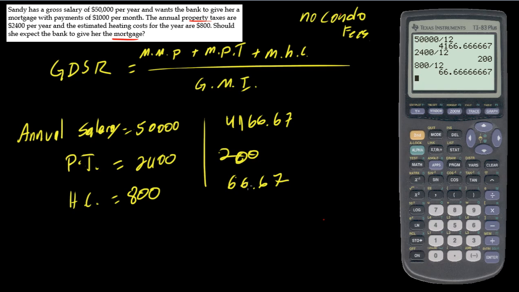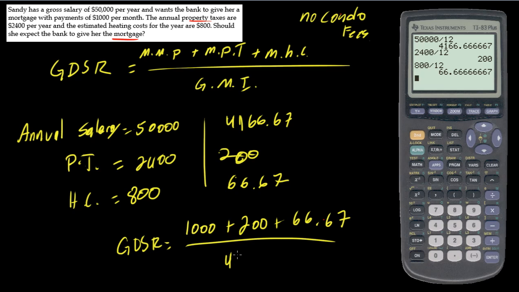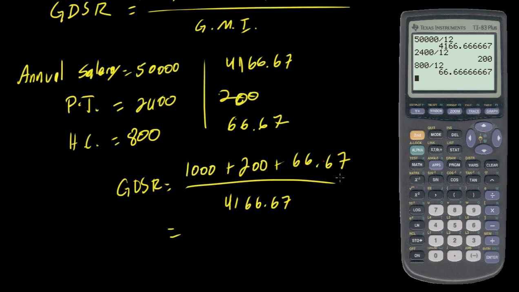We can put this right back into the formula. So our GDSR: our monthly mortgage payment, she wants to pay $1,000 per month, so we're just going to put 1,000 in. Her monthly property tax is 200. Her monthly heating costs are 66.67. And her gross monthly income is 4,166.67. Let's enter all these things in and see what the bank is going to say. I'm going to do this all in one go, which means I'm going to put a bracket here, a bracket there, and then we can keep going from there.